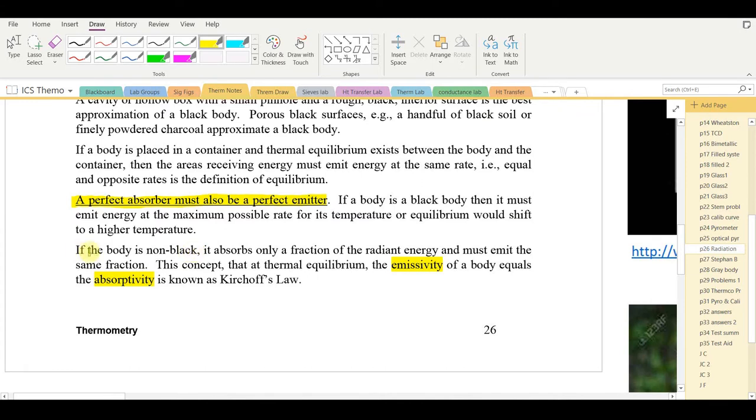If a body is non-black, it absorbs only a fraction of the radiant energy and must emit the same fraction. This concept that at thermal equilibrium the emissivity of a body equals the absorptivity is known as Kirchhoff's law, which is explained on page 27.